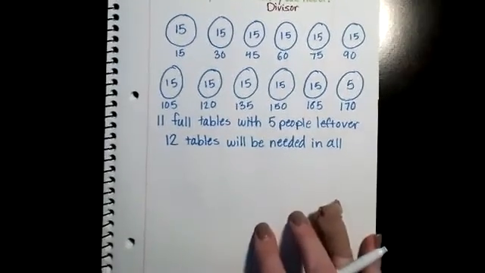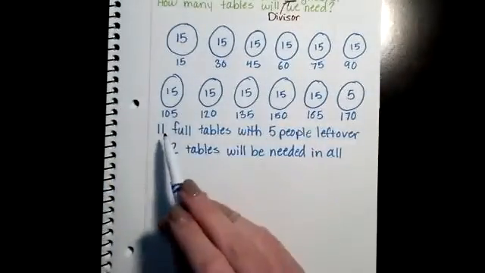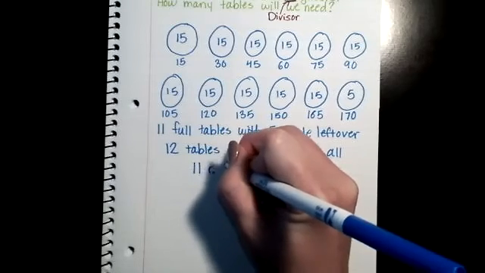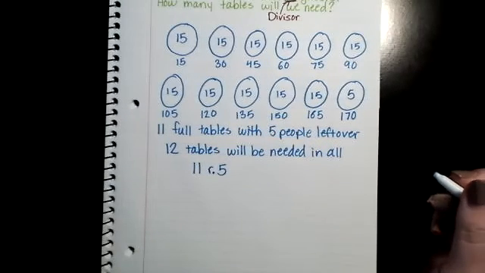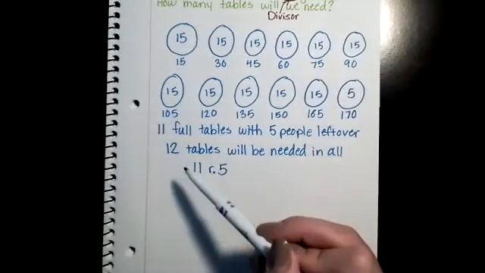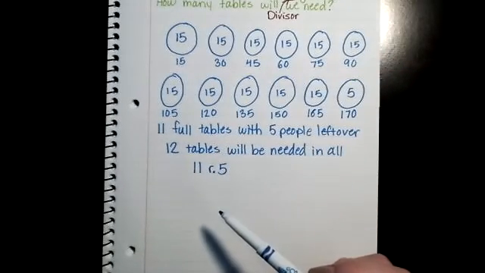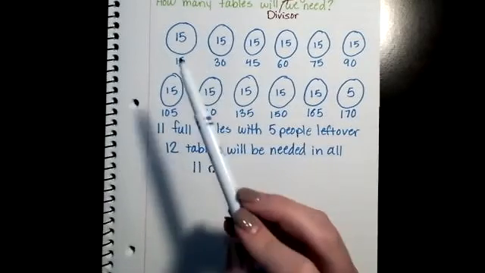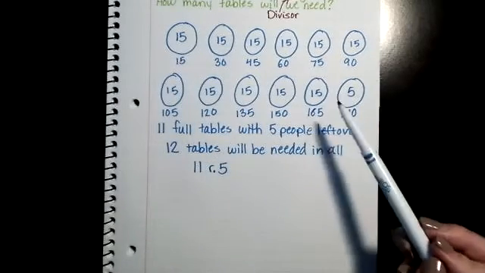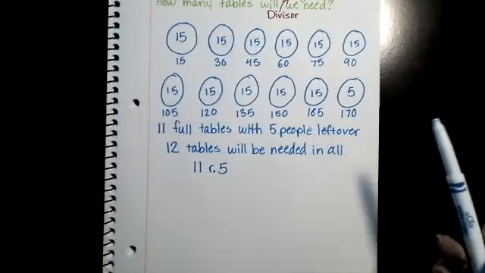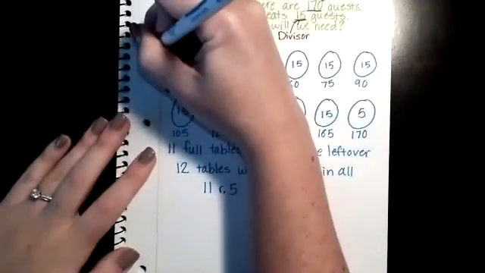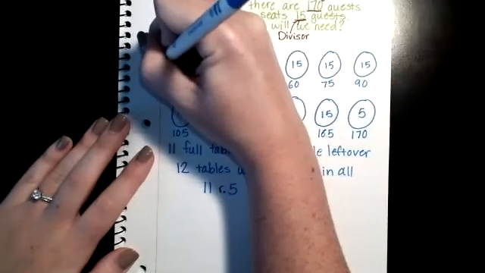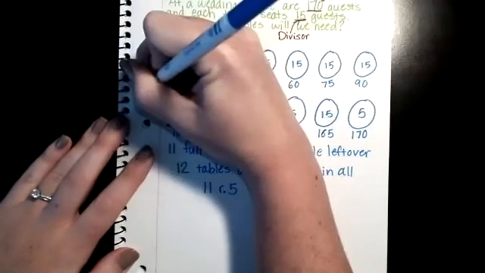Okay, so another way I could write this, what I found out here was that 11 full tables with a remainder of 5 people. Okay, in my word problem, that means 12 tables because these people need a place to sit. But in what I found with my repeated addition here, I have 11 full groups, and then I have 5 more left over. Okay, so that would be a representation of drawing repeated addition.